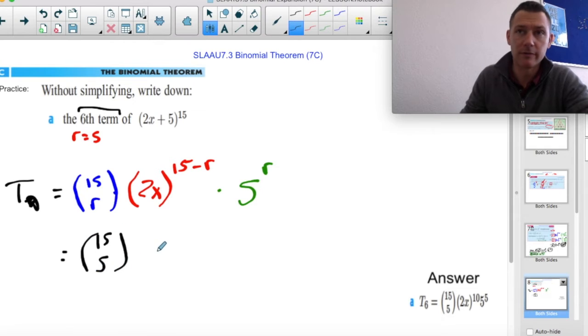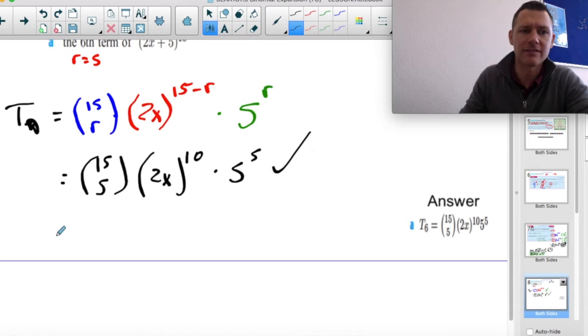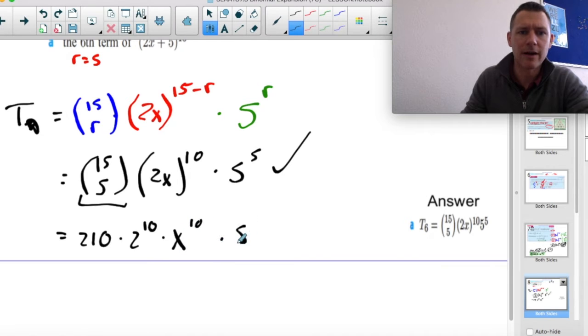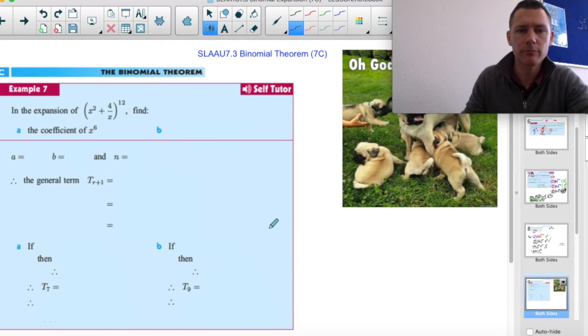In your calculator, you can put 15 choose 5 with the c in probability. This will be 2x to the 15 minus 5, which is 10, and that's going to be 5 to the 5, right? They said don't simplify, so that's sitting there, but if you did, you'd put that in your calculator. You'd have 2 to the 10th and x to the 10th and 5 to the 5th, and you'd multiply these together, and then you'd have x to the 10th at the end, and that's the full simplified term. Cool. All right.